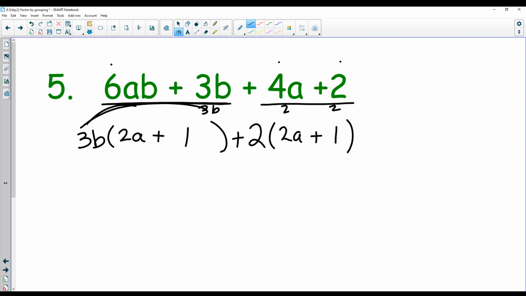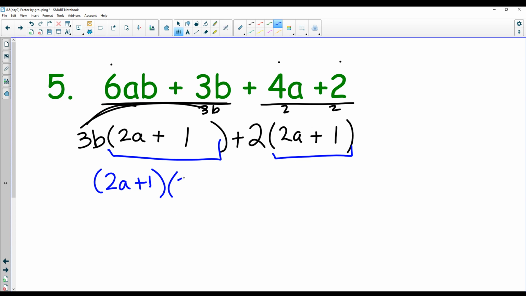And now it looks like the last example where our greatest common factor has more than one term. Our greatest common factor is a 2a plus 1. So if I take that out of the problem, I would be left with a 3b and a plus 2 from here. Okay, now we have this factor. Remember, you're not done till you have groups that are being multiplied. Those are factors. All right, one more.